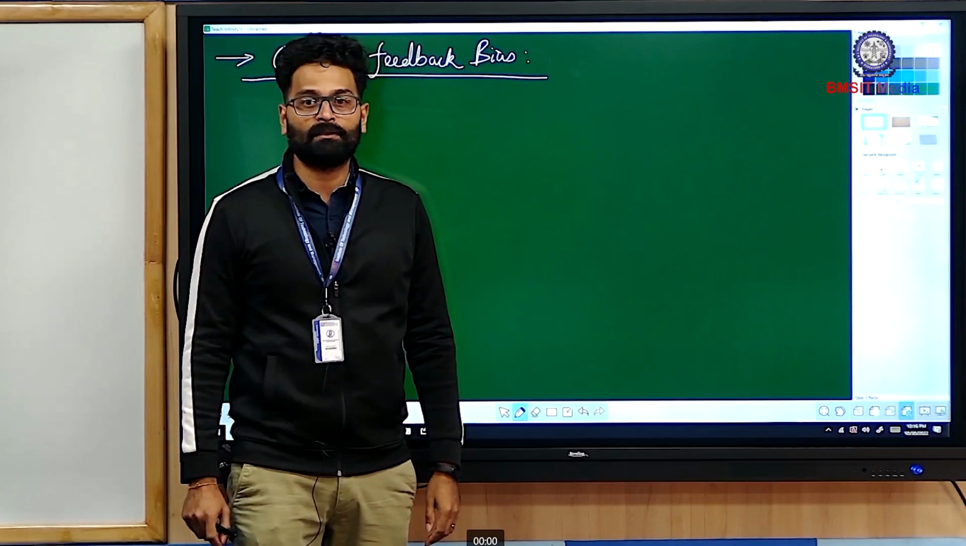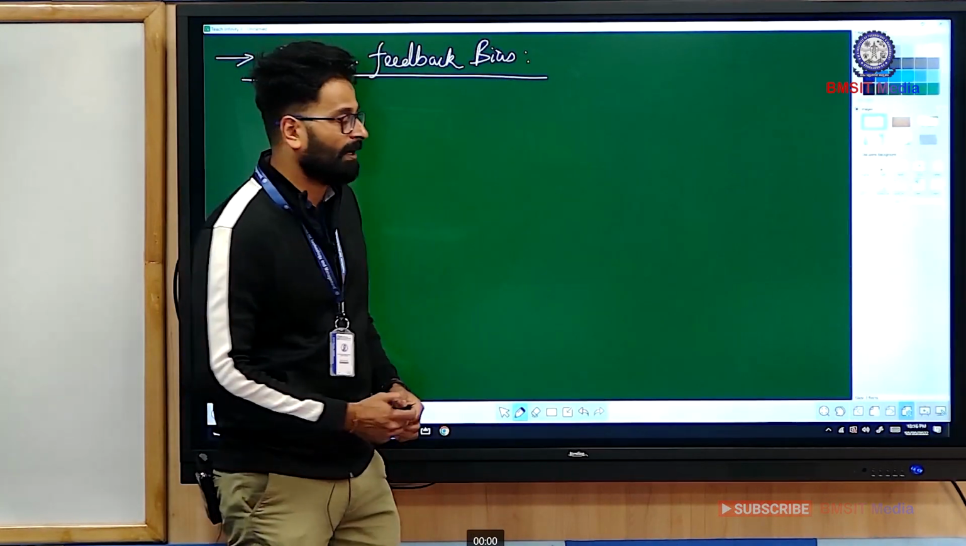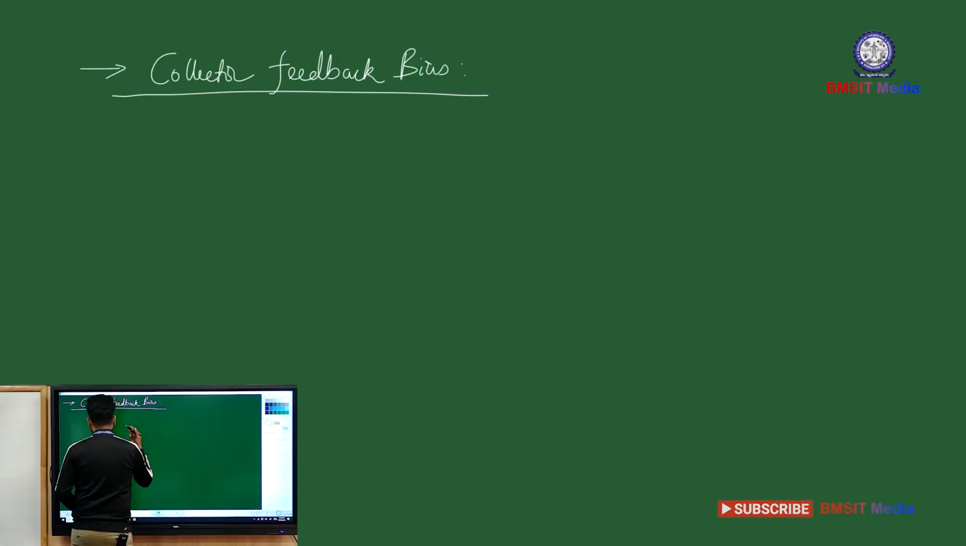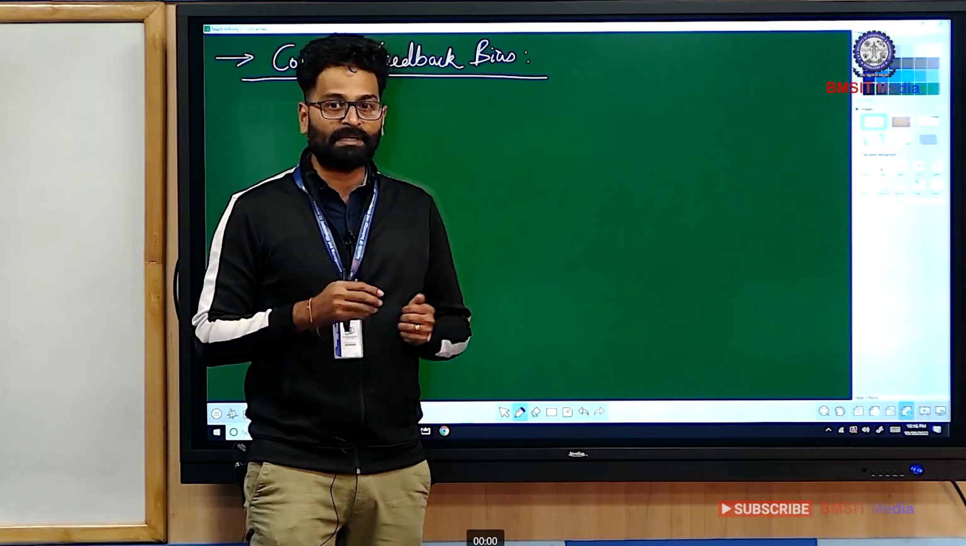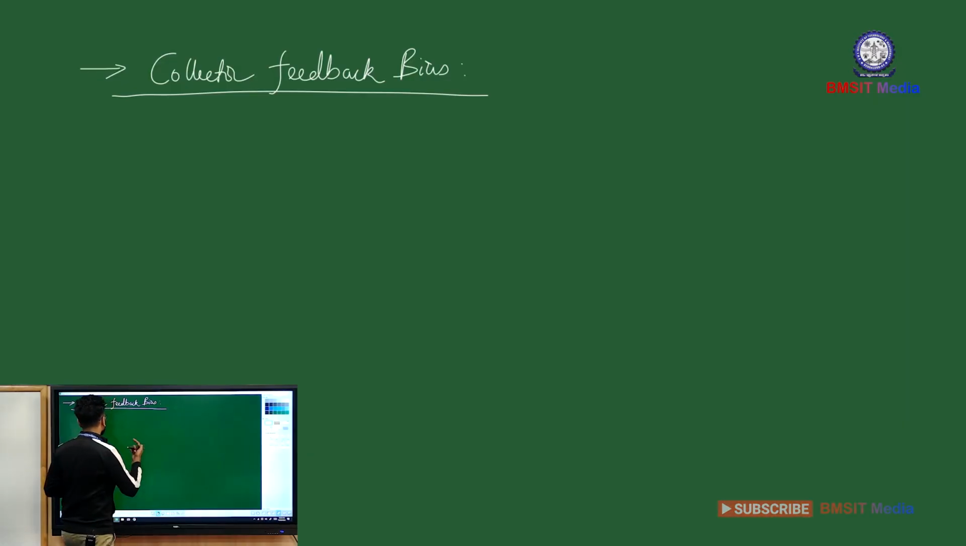Let us analyze collector feedback bias. So in case of collector feedback bias, there will be a direct interaction between collector and base terminal, and that's why the name is given as collector feedback bias. So first let us look at the circuit.